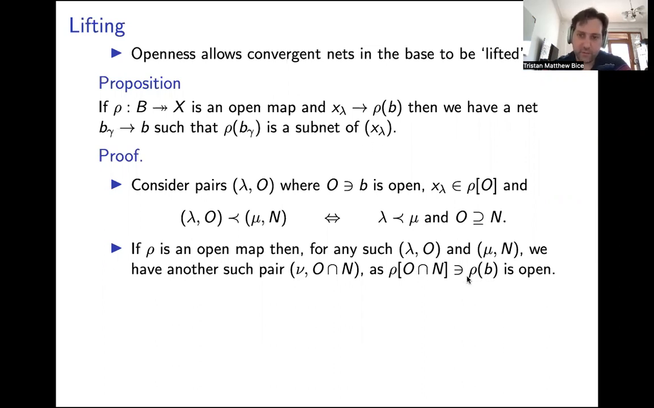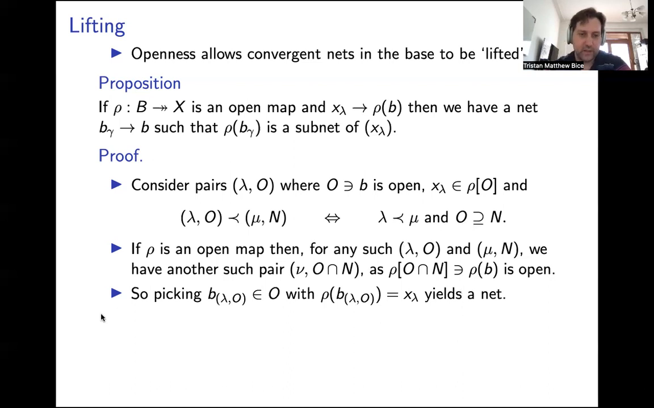And remember, the x_lambdas converge to rho(b). And if they converge, and this is an open map, so the image is an open set, well, that means eventually I must be able to find some nu such that x_nu lies within rho of the image of O intersection N. So that's nice. That means it's above both of these two pairs in this ordering I've just defined. So we have a directed set, which is great. If you didn't have a directed set, then there's no way you could index something and get a net, right? So we've got our directed set.